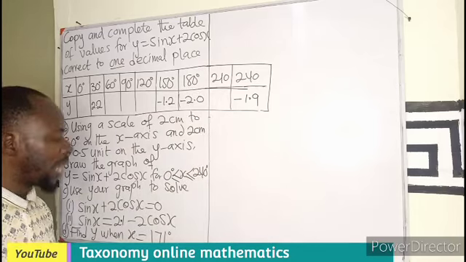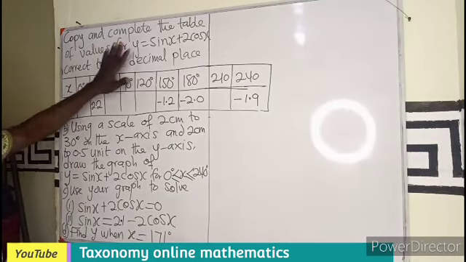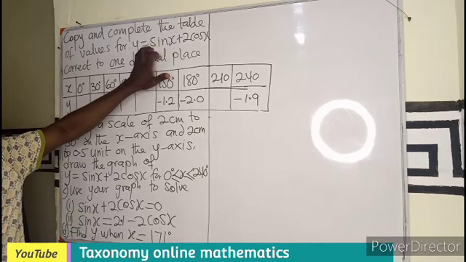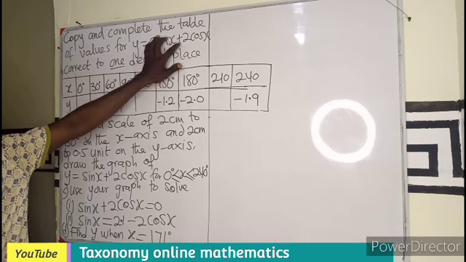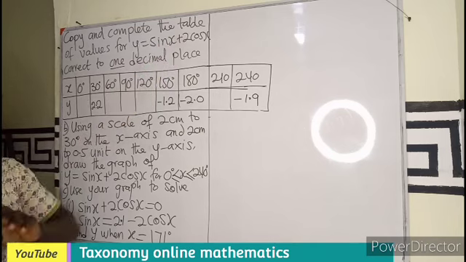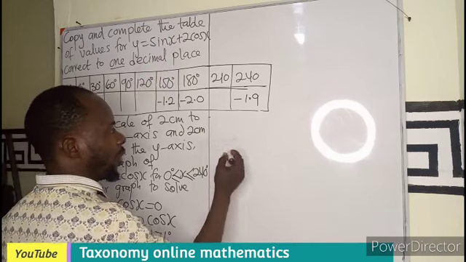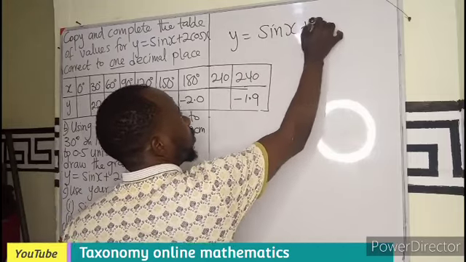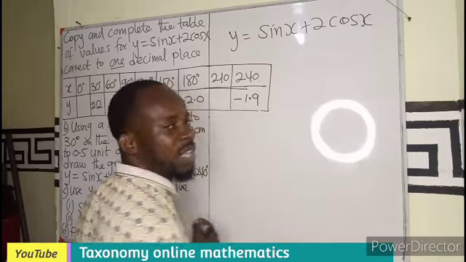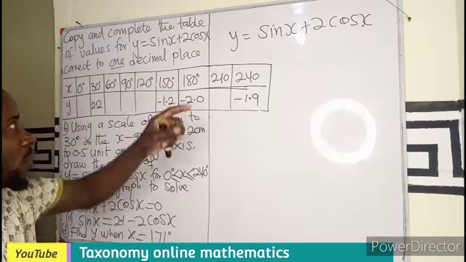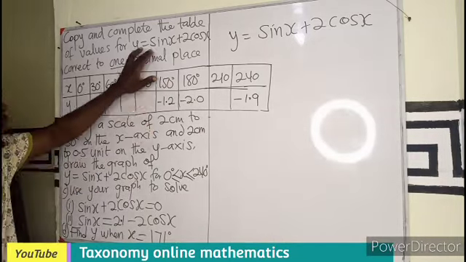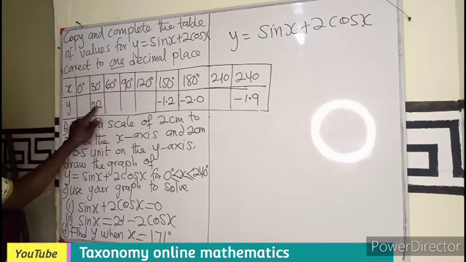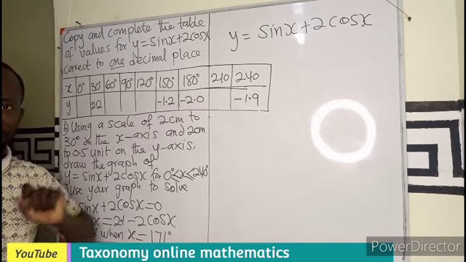So we have a question in this form. Copy and complete the table for the value of this. So y is the function sine x plus 2 cos x. So our function we are working with will be y equals sine x plus 2 cos x. This is the function we are working with. That is what we are using to complete this table, and we are completing it to 1 decimal place. So you can see the answers given to you are only 1 decimal place.